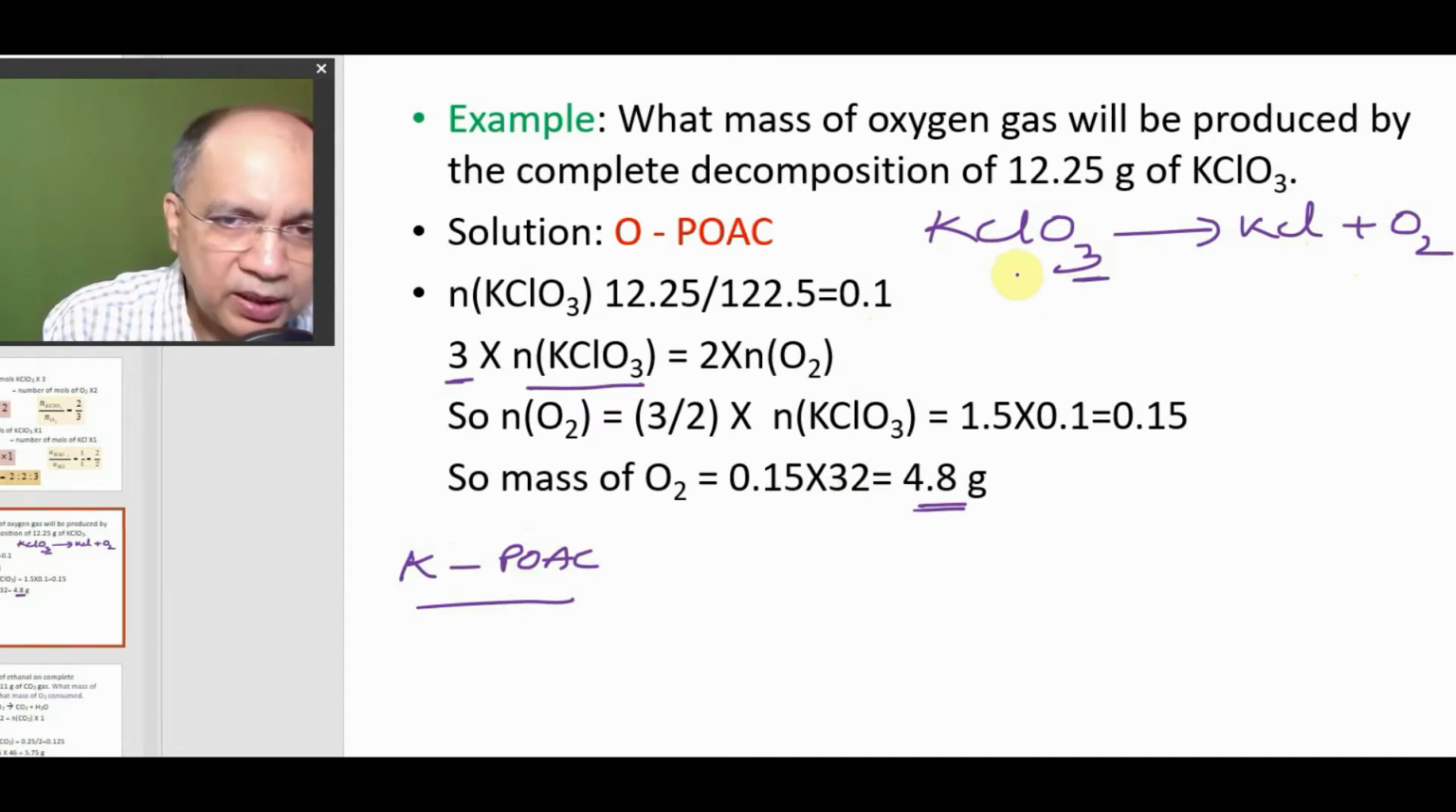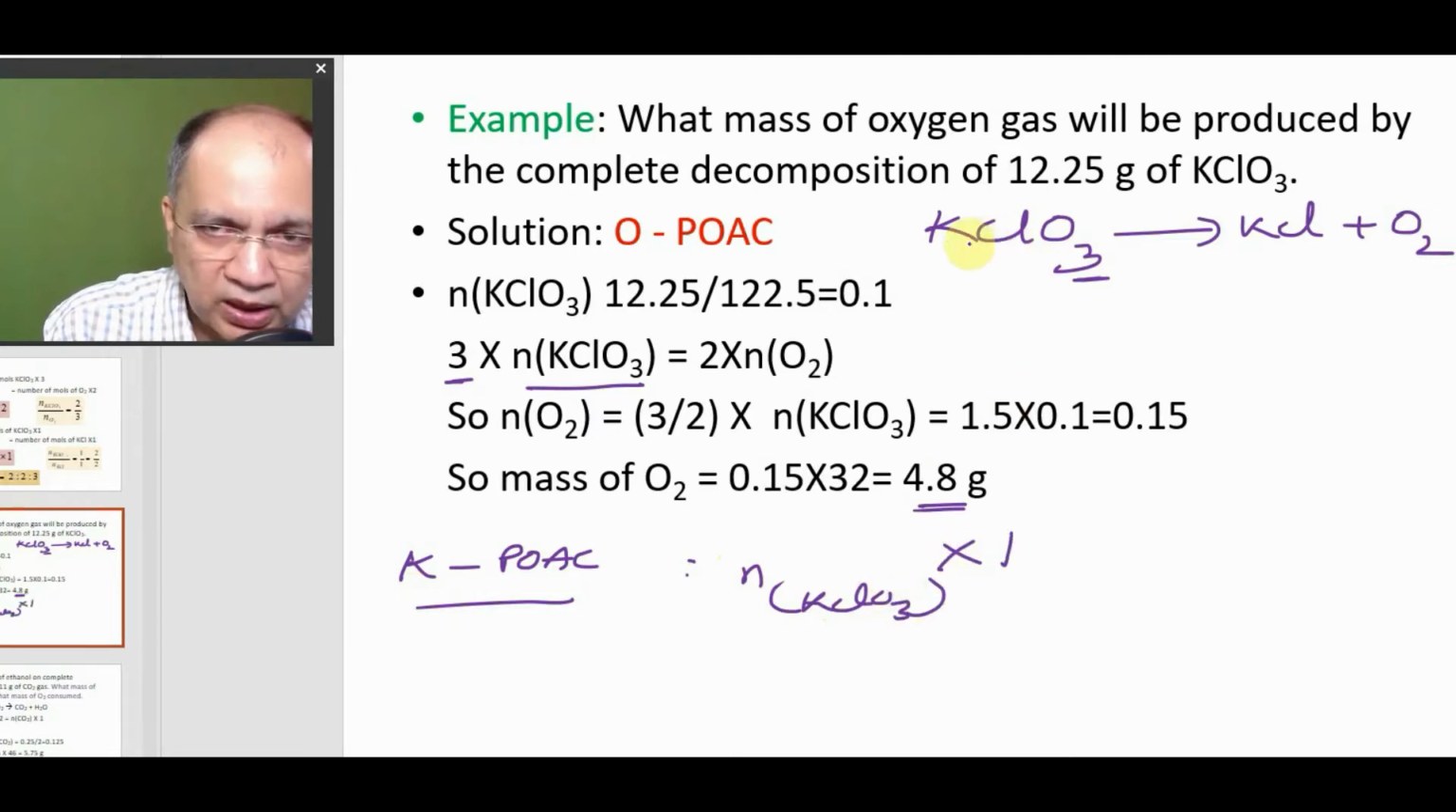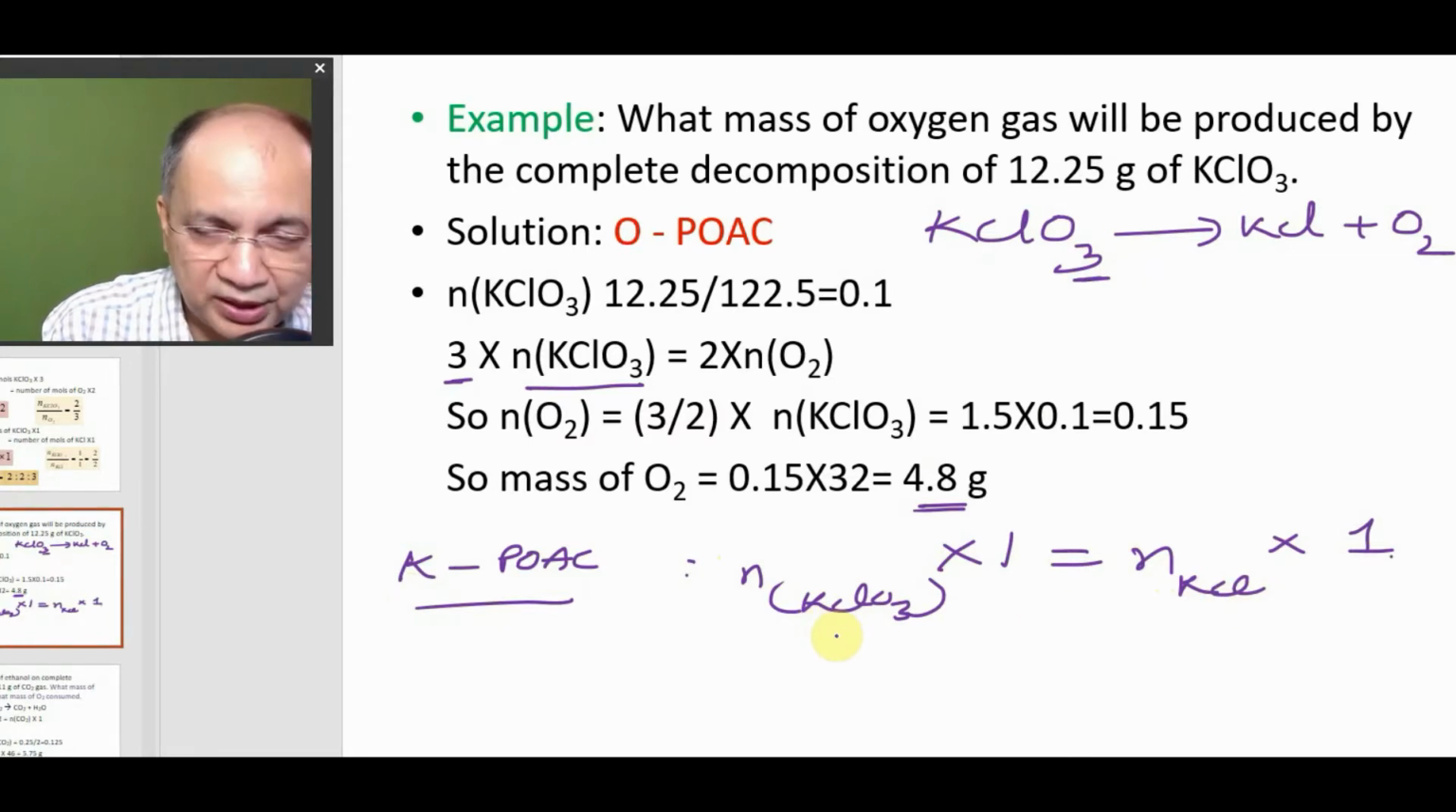So you would have applied POAC to the K element. So the number of moles of KClO3 into 1, because there is 1 atom in the formula, is equal to, on the right side there is no potassium here, number of moles of KCl also into 1. So the number of moles of KCl is the same as the number of moles of KClO3, because there is no potassium in any of the products.